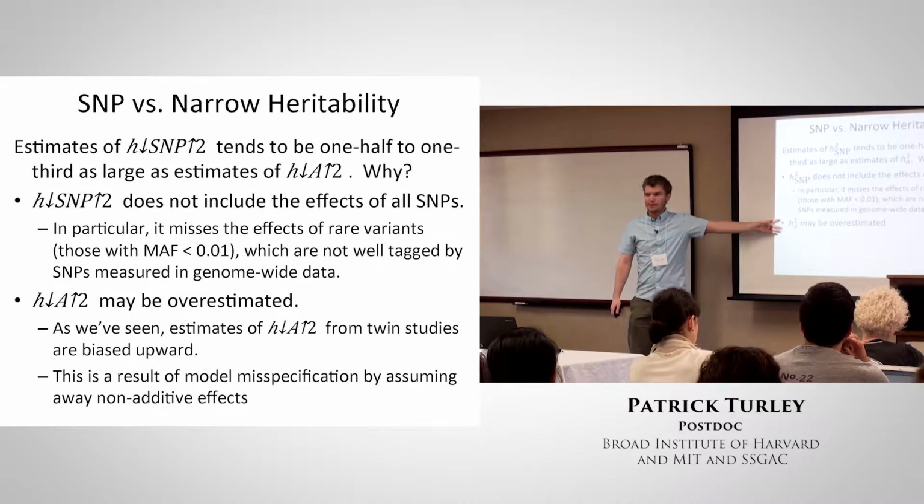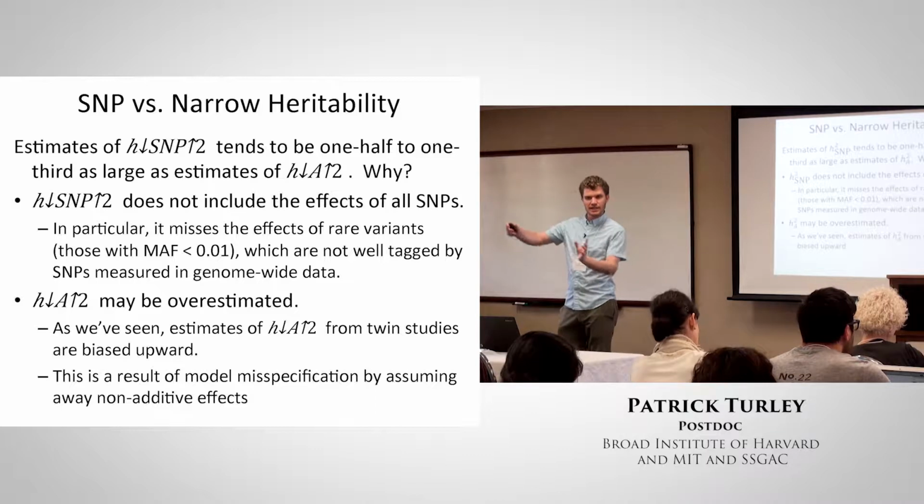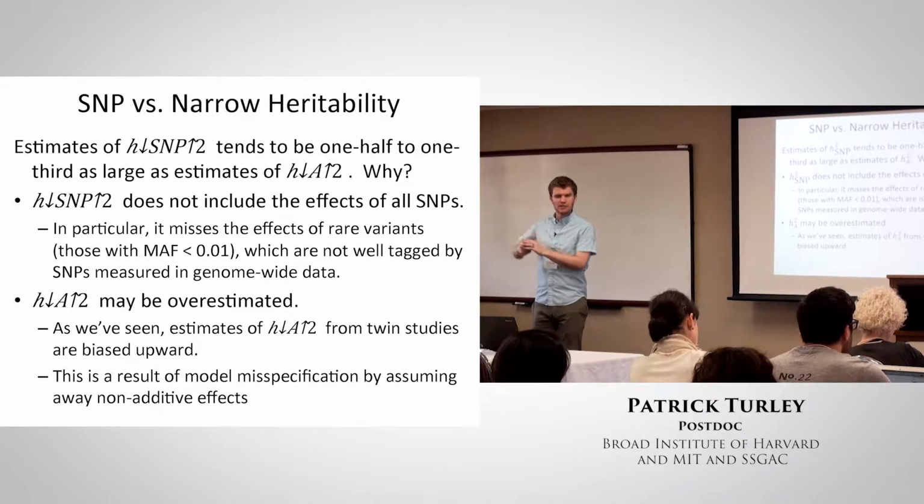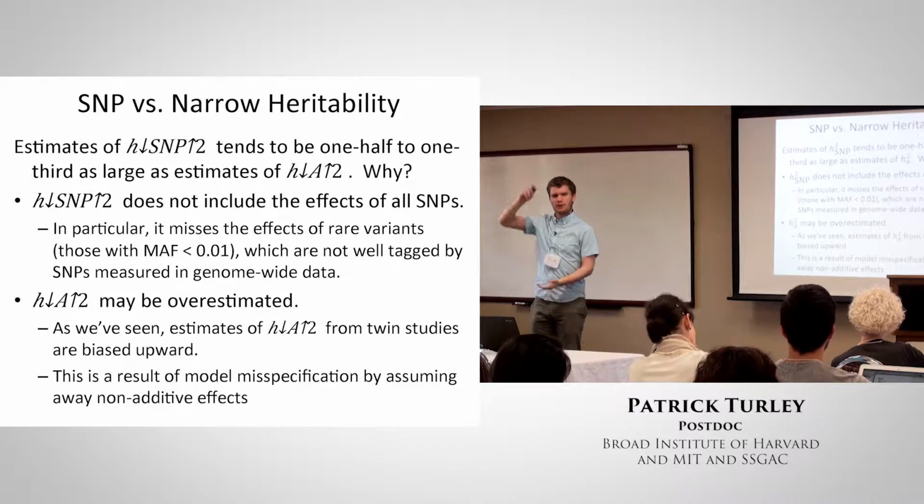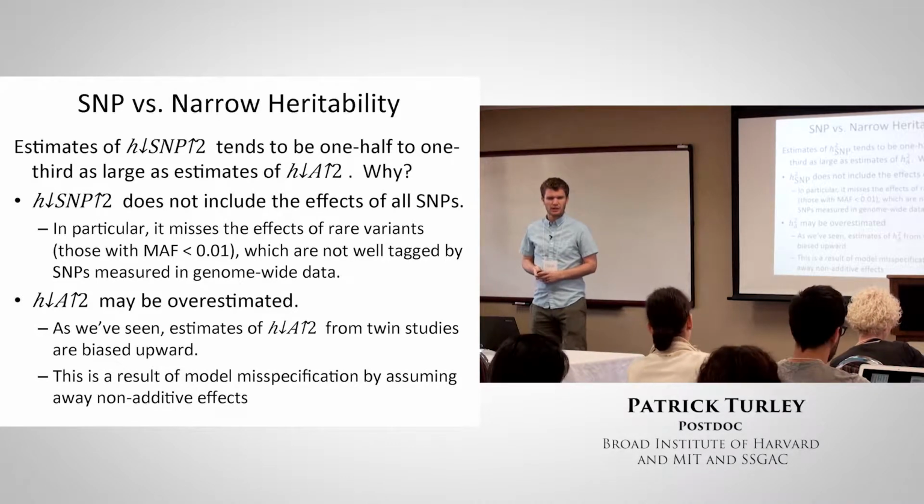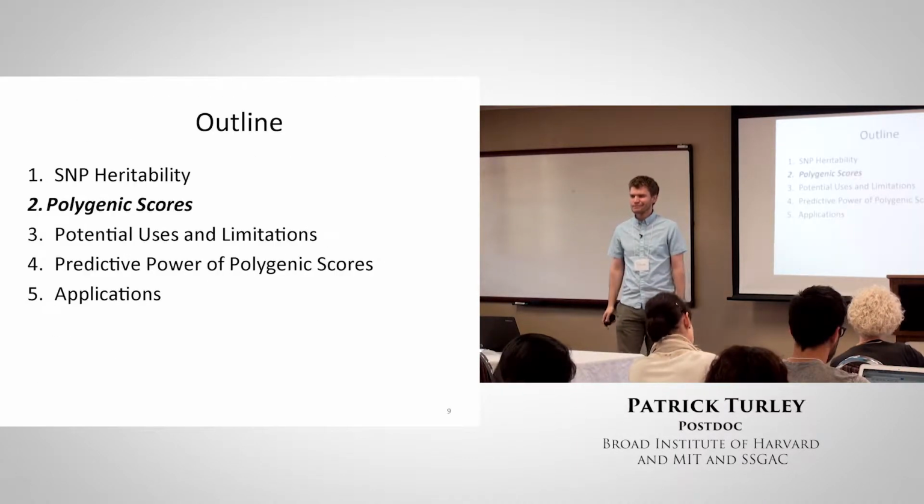The narrow sense heritability from twin studies may also be overestimates. So if there actually is a lot of non-additive variation, like dominance or epistasis, which is the gene-gene interactions, then we'll end up with estimates of narrow sense heritability that are too large. And so it may be some combination of both of these things.